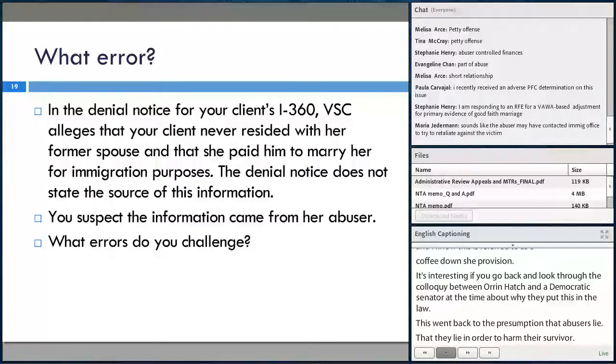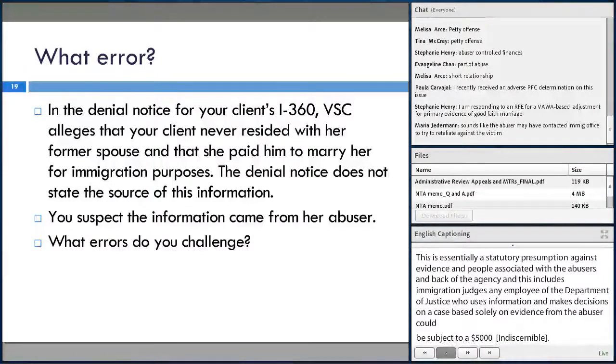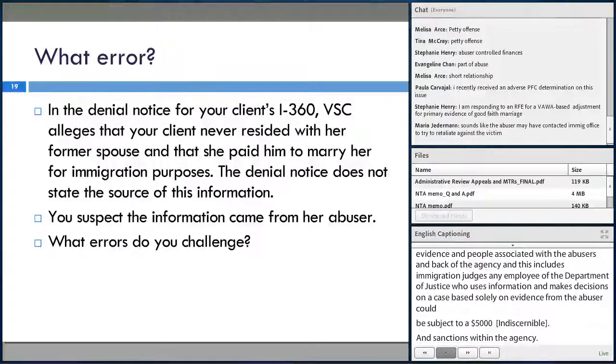And in fact, if the agency, and this also includes immigration judges, any employee of the Department of Justice or Department of Homeland Security in this case, makes decisions on a case based solely on evidence from an abuser or someone connected to the abuser, they could be subject to a $5,000 sanction, and definitely sanctions within the agency. We have seen people sanctioned in the agency in the past, not at Vermont, but at local district offices, for basically seeking out information from abusers and using it.